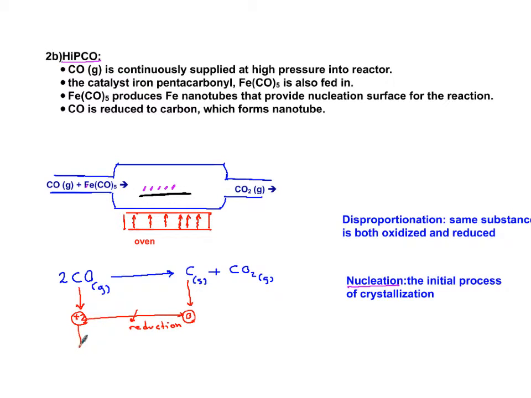Now, if you also compare +2 to carbon dioxide, the carbon within carbon dioxide is +4, so you see that is oxidation. So disproportionation is when the same substance is both oxidized and reduced.